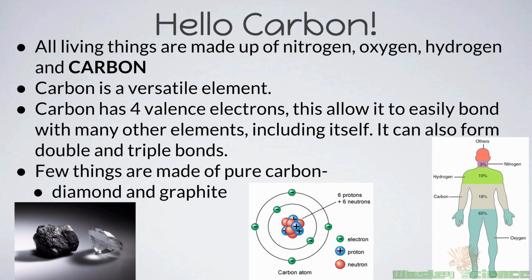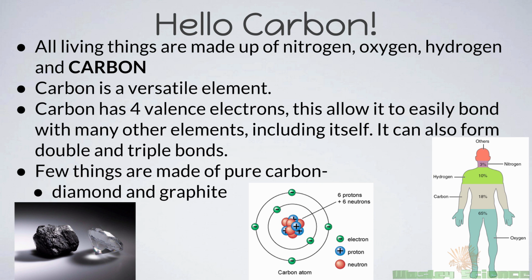The word versatile means that it can bond with numerous types of other elements and in so many different ways because it has 4 valence electrons. Valence electrons are the amount of electrons on the outside shell. So carbon has a total of 6 electrons, and you can see in the diagram in the middle here, those first 2 electrons hang out in the first shell, and then the last 4 hang out in the second shell. And carbon wants to have 4 more electrons in that second shell in order to feel stable and full. So it can bond with many other elements.